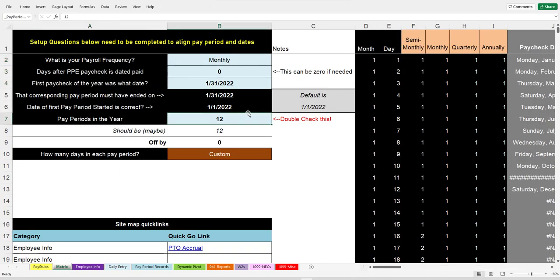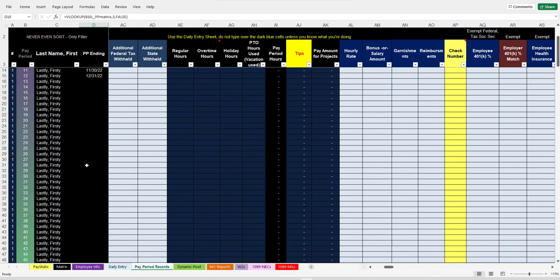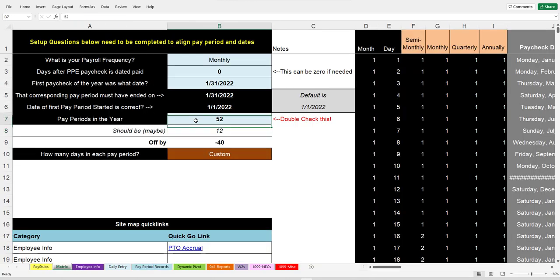You know, if you put in the wrong pay period and you put in 52 pay periods for your monthly payer, then what happens is everything looks weird. You get a bunch of blank stuff here. You're like, what's going on? It's because you screwed up. And you know that you need to put 12 here because it's a monthly payer.